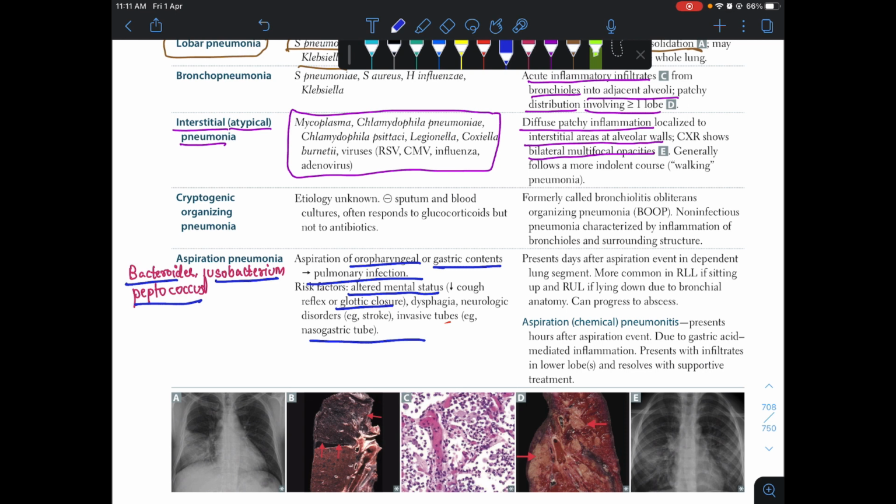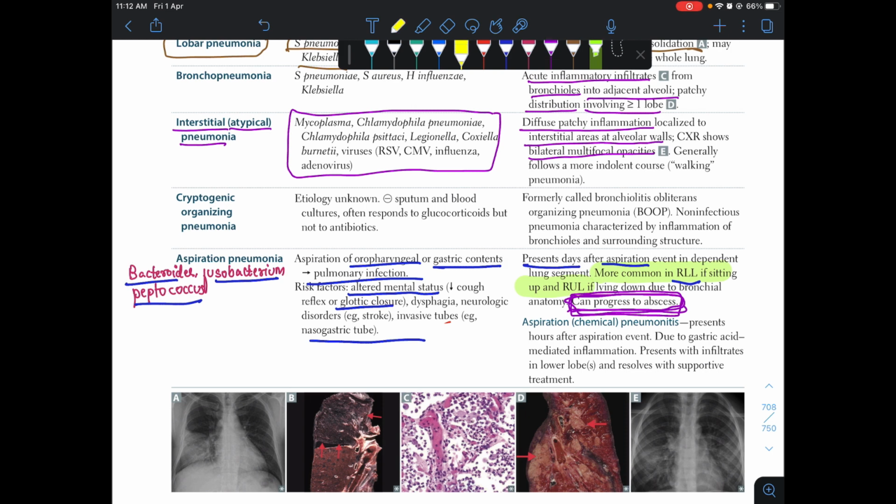and Peptococcus. Here the presentation will be after several days of aspiration, and this most commonly affects the right lower lobe if the patient is sitting, and the right upper lobe if lying down. This can be easily identified. Aspiration pneumonia is seen in the right lower lobe while sitting, and while lying down it can be seen in the right upper lobe, and this can progress to lung abscess. This is the major complication of aspiration pneumonia.